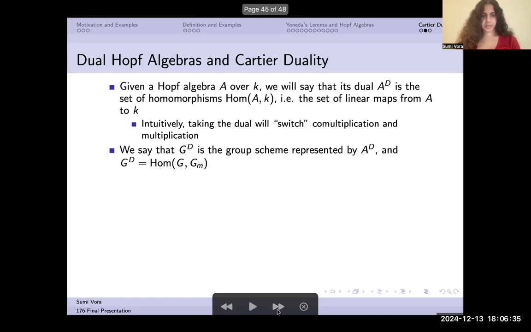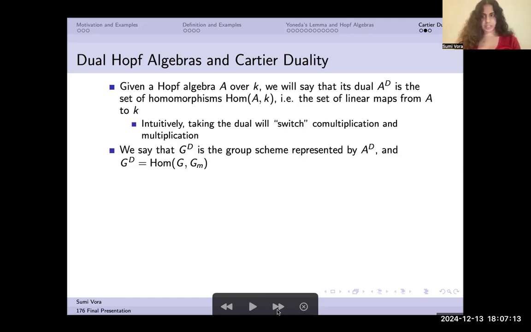So anyways, we have A representing G, because that's the whole point of the talk, right? A is representing an affine group scheme. And we will say that the scheme represented by the dual of A, we're going to call G to the D, and it can be shown that G to the D is the set of homomorphisms from G to the multiplicative group functor G sub m. Yeah, G to the D is those homomorphisms.